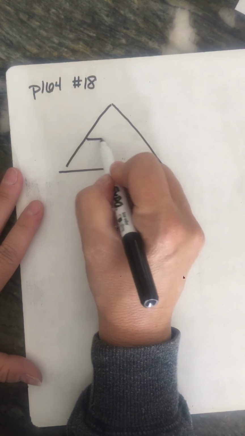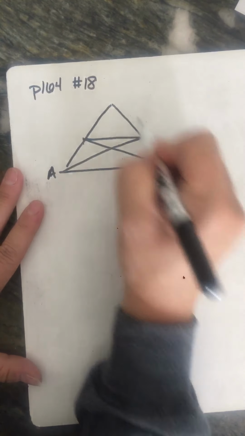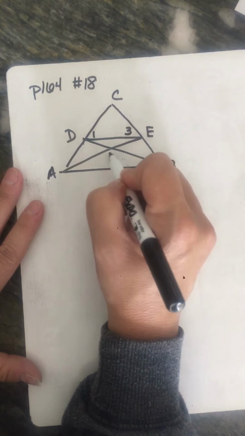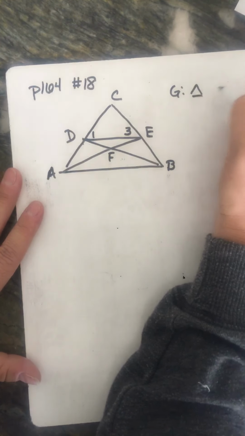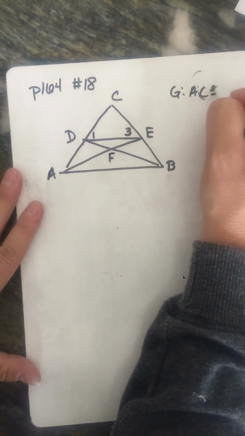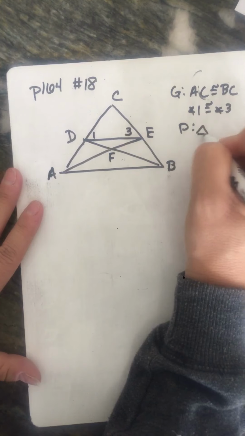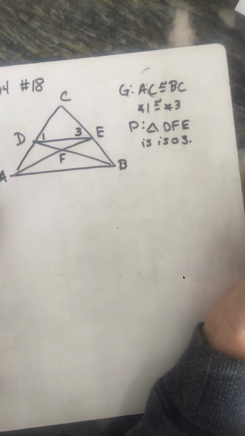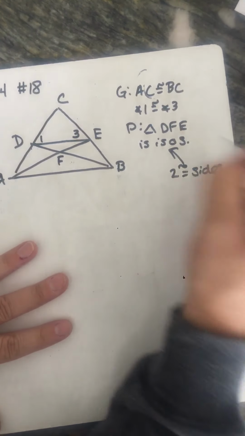Alrighty, this is our picture. A, B, C, D, E, 1, 3, oh, this is F. And we are given that AC is congruent to BC, and angle 1 is congruent to angle 3. We want to prove that triangle DFE is isosceles, which means we need to show two congruent sides, right? That's what we need to show so that we can say it's isosceles.